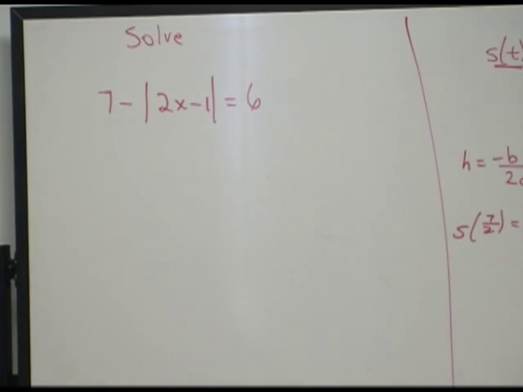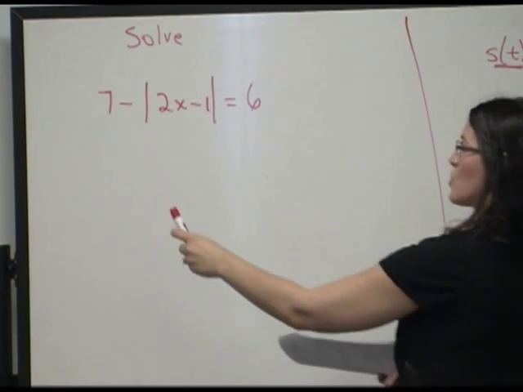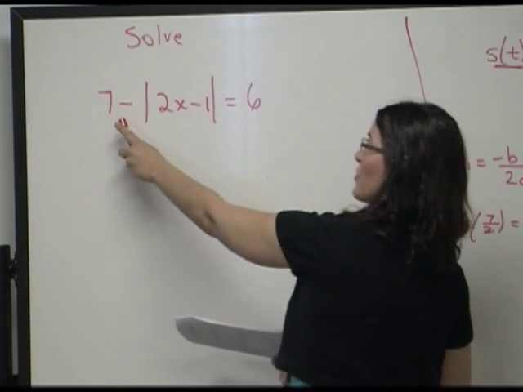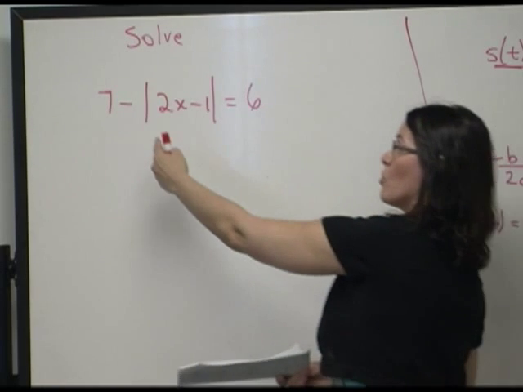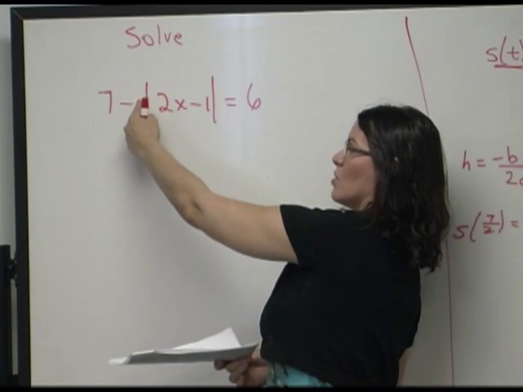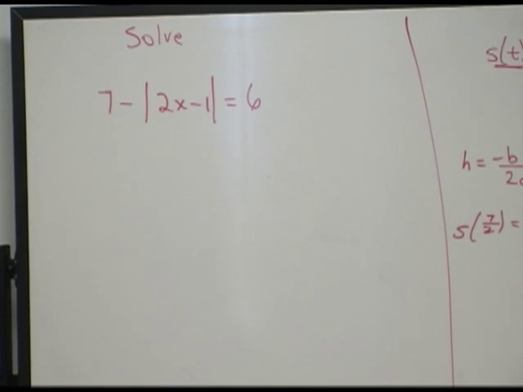The first thing you're going to do is isolate that absolute value on one side of the equation. Remember, you have to isolate it first before you do anything else. If there's a number that's added to or subtracted from it, you need to transfer that to the other side. Sometimes there's a number that's multiplying that absolute value, then you have to divide by it first on both sides.